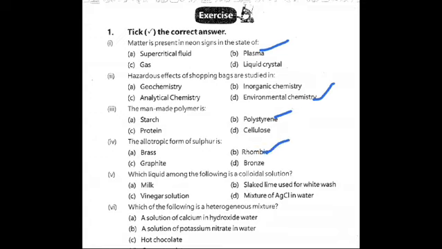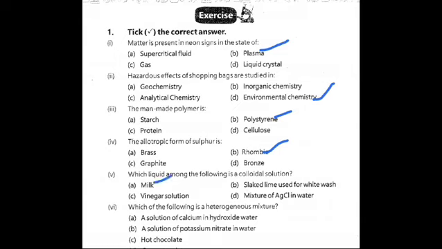Fifth MCQ is: which liquid among the following is a colloidal solution? Option A is milk, B is slaked lime that is used for whitewash, C is vinegar solution, D is a mixture of silver chloride in water. And the right answer is A, milk, because milk is a colloidal solution where fat globules are dispersed in the water.